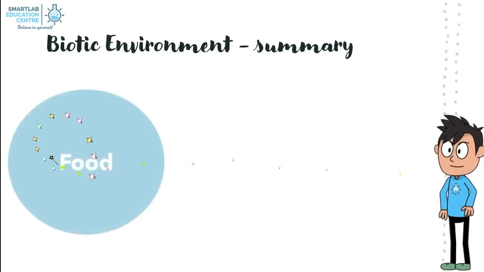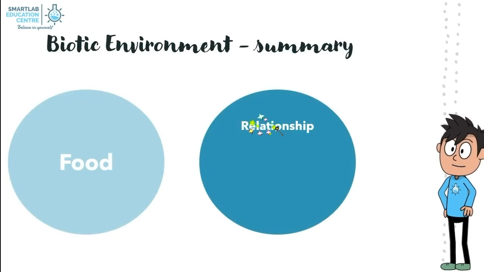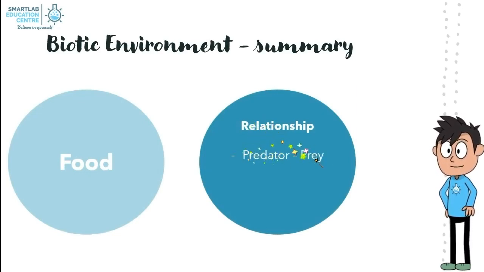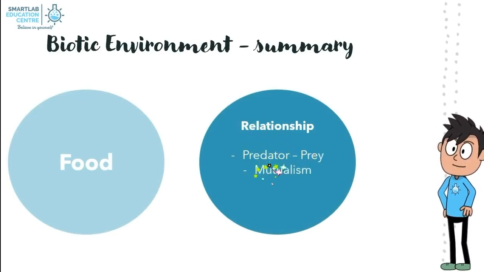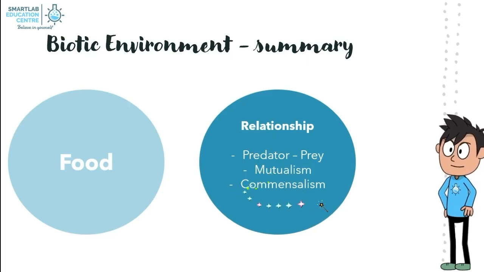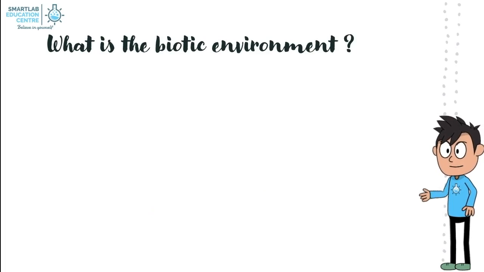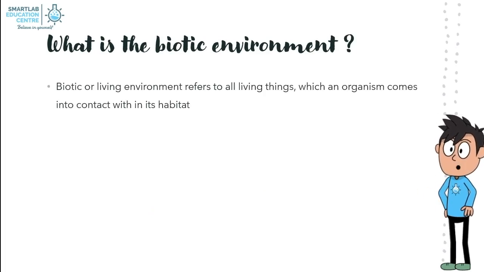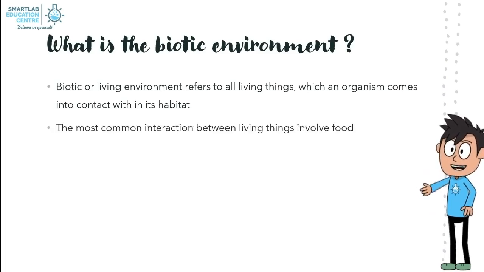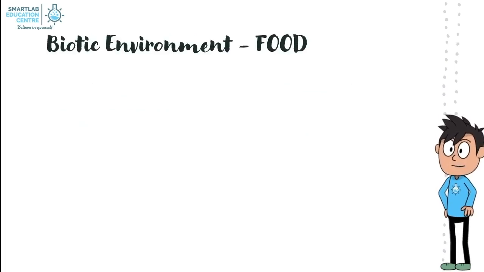Here is a summary of things in the biotic environment. Food and relationship, which consist of predator versus prey, mutualism, commensalism, and parasitism. What is the biotic environment? Biotic or living environment refers to all living things which an organism comes into contact with in its habitat. The most common interaction between living things involves food. We will now take a look at the various factors that affect the biotic environment.